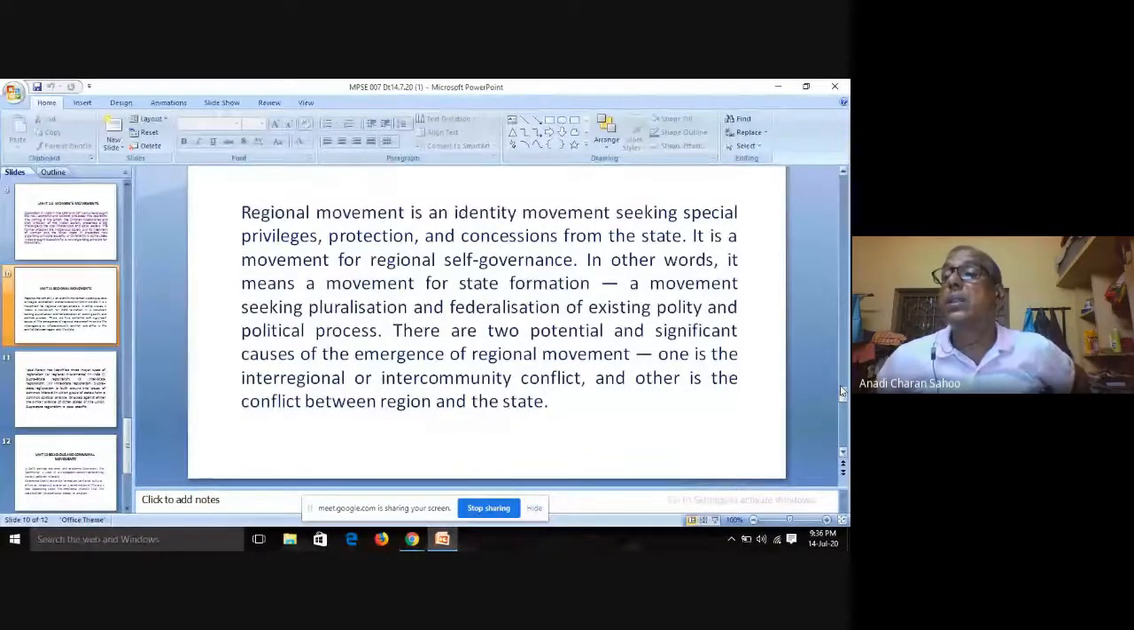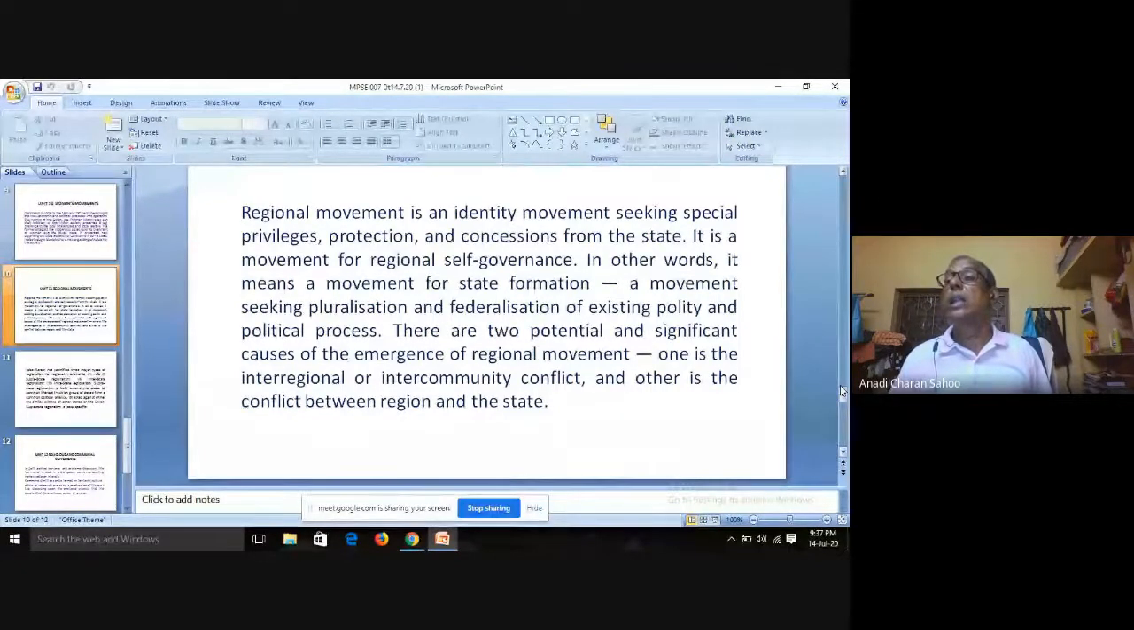Arunachal Pradesh 1987, Mizoram 1987, Goa 1987, Jharkhand 2000, Uttaranchal, Chhattisgarh 2000. With the formation of the three new states of Uttaranchal, Jharkhand, Chhattisgarh, and Telangana, reorganizations have been effected for the first time in the Hindi heartland of Bihar. This is all about regionalism.